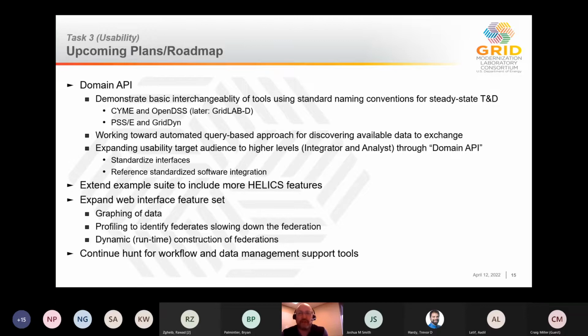And then you'll see later today the expanded web interface that allows us to do some limited interaction with the simulation while it's going, graph the data, check how things are going, and also get runtime construction of federates. And then we will continue looking at how we're going to do workflow and data management tools. I think there's no simple answer for that one, but we are looking at ways that we're going to coalesce on certain ways of doing that over the next 7 to 8 months.